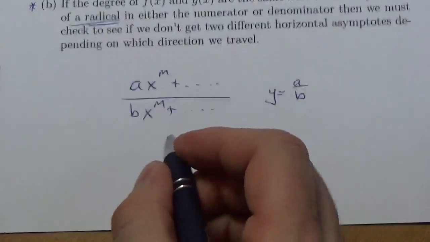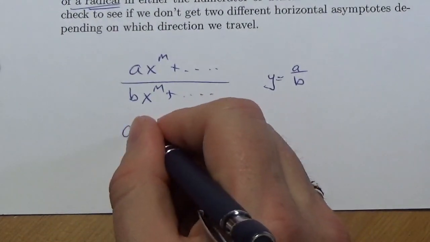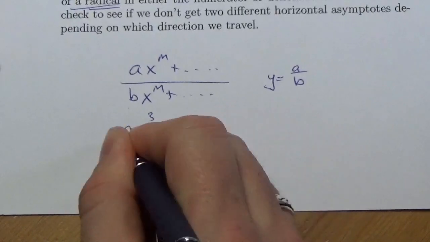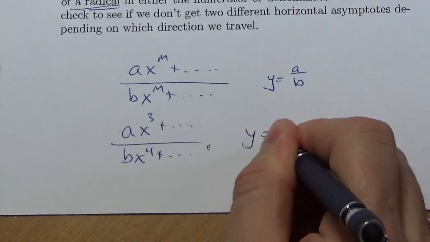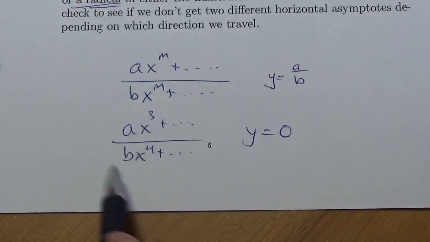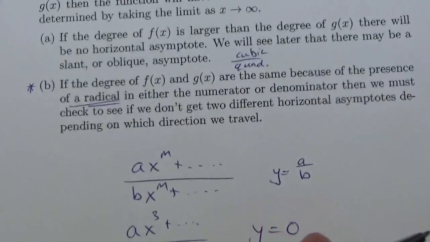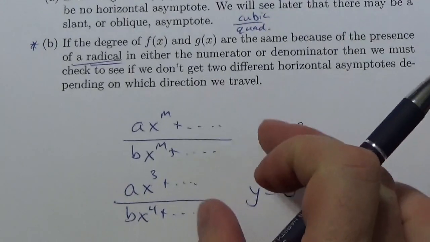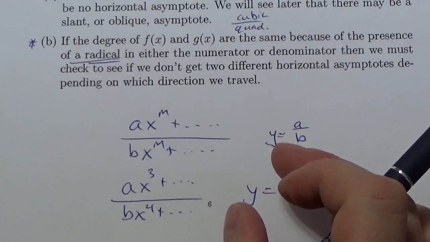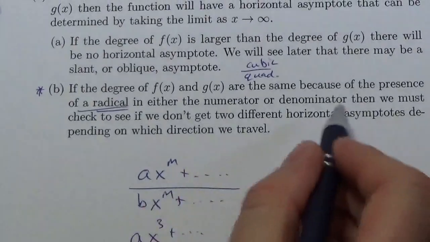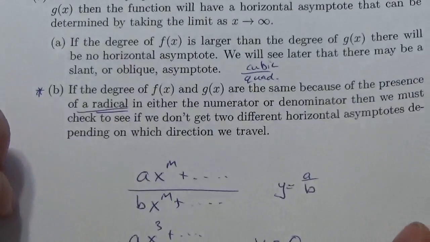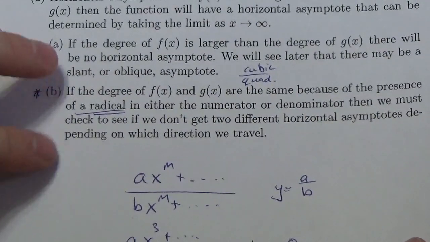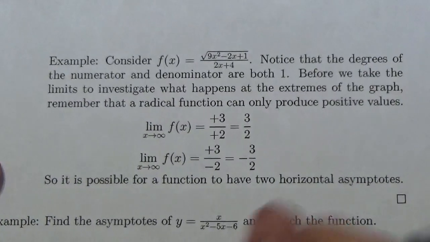If the degree is less, say you've got a x cubed plus dot dot dot over b x to the fourth dot dot dot, then it's simply going to be y equals 0 because the expression in the denominator will dominate. Again, these are rules that you would have looked at much, much earlier in the course. But this is the one that we want to take a look at right now. What happens when a radical causes the degrees to be the same in the numerator and denominator? So let's take a look.